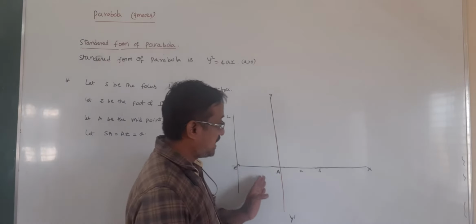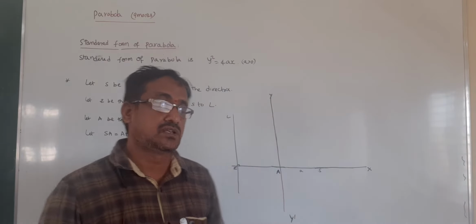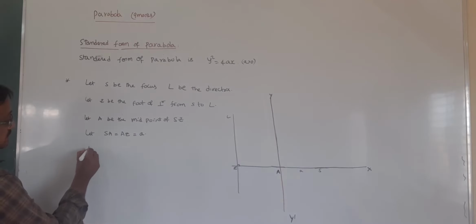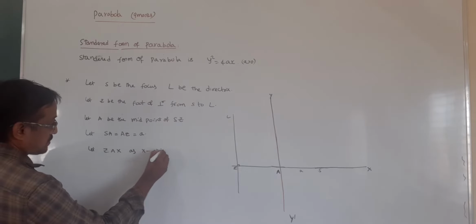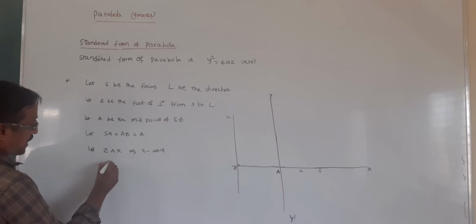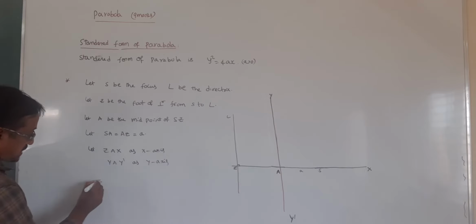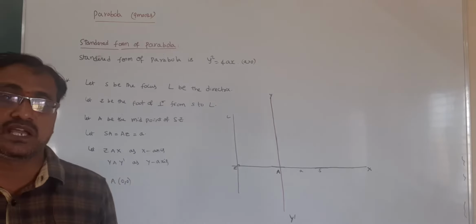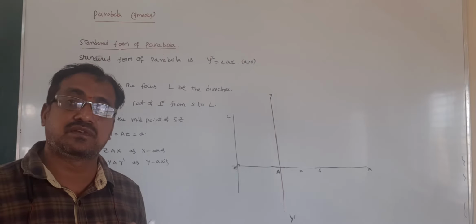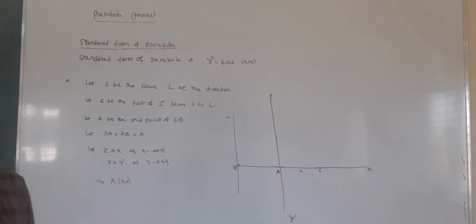Since XAX' is the x-axis and YAY' is the y-axis, this implies capital A is (0, 0). Since A is the point of intersection of the x-axis and y-axis, it will be the origin, that is, A is (0, 0).